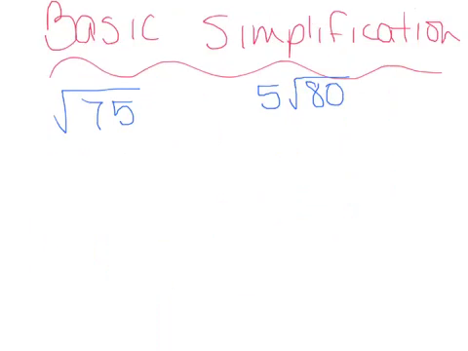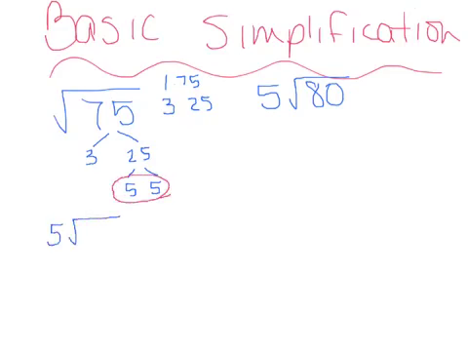Basic simplification again, 75. Factors are 1 times 75, 2 doesn't work, 3 works. Yep, 3 times 25. Hey, 25 is a perfect square. Let's try that. 3 times 25. 25 breaks up into 5 times 5. Whenever we have a matching pair, it can come out of the radical, and what's left over stays underneath.